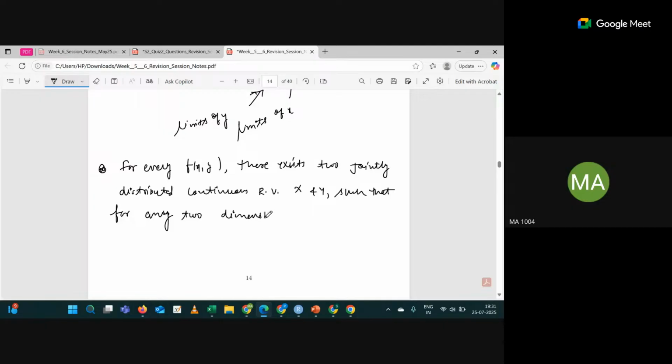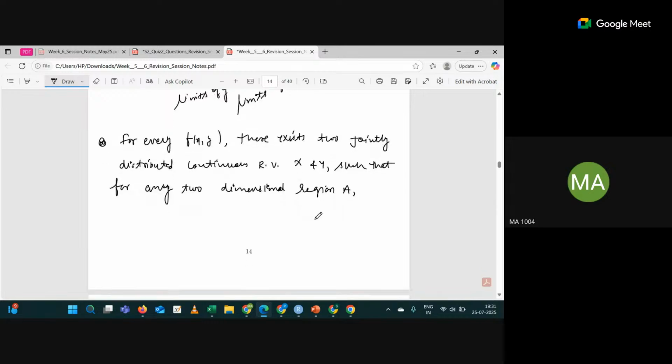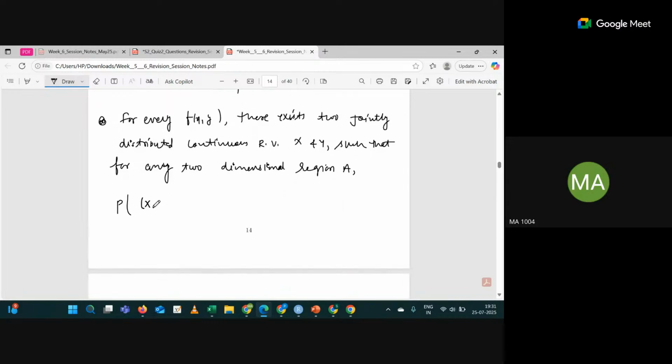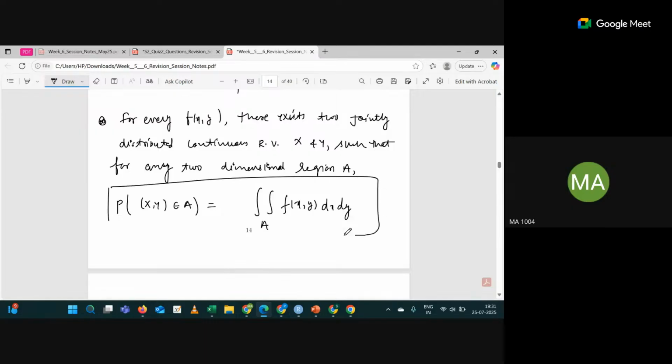If you want to calculate the probability that the random variable (X, Y) is jointly distributed in A, how do you calculate this? You have to integrate the joint density f(x, y) over the region A. For example, suppose you have to calculate the probability that x lies between -1 and 1 and y lies between 1 and 2. Then how do you calculate this?